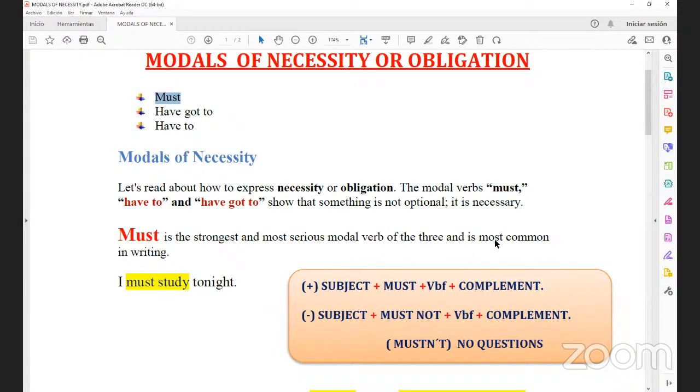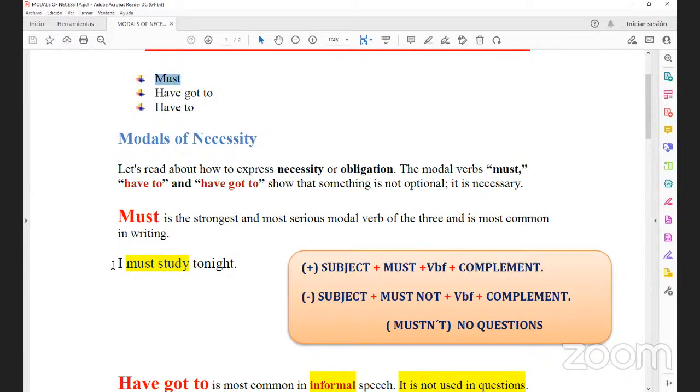So how can we describe this? I can say like this: I must study tonight. This is really strong because we can imagine that if we don't study, it's going to be like I will fail the career, the subject or something else. But now when we say, for example, I must study tonight, it's really, really strong.